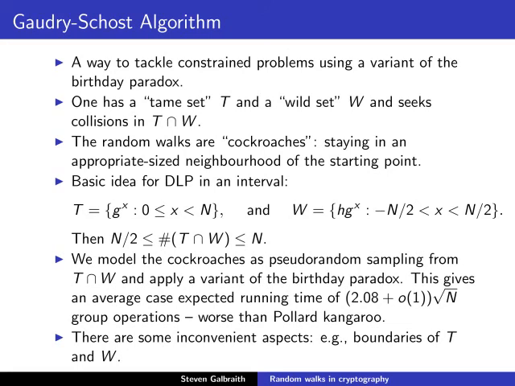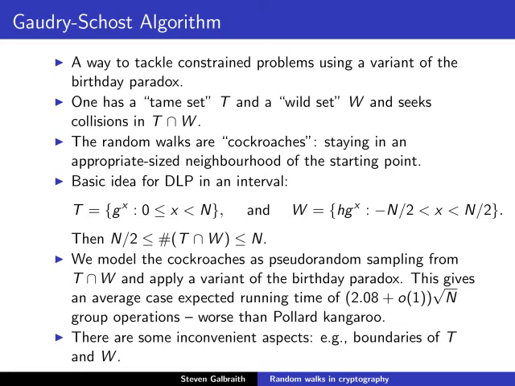So in this case, it's pretty simple. You just run this algorithm, you sample uniformly from T, you sample uniformly from W, and you apply the birthday paradox to the region of intersection. You're sampling uniformly here, sampling uniformly here, eventually you'll get a collision, but it has to be one of these tame-wild collisions. So it's the root pi n, not the root pi n over 2.